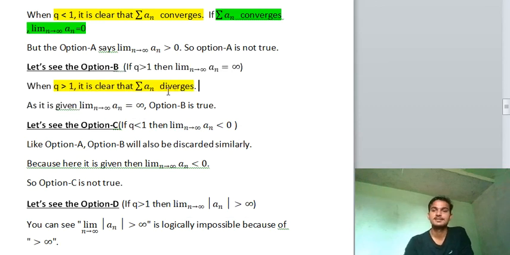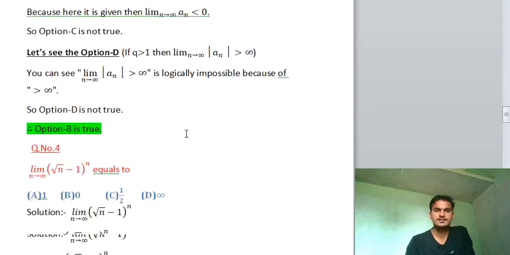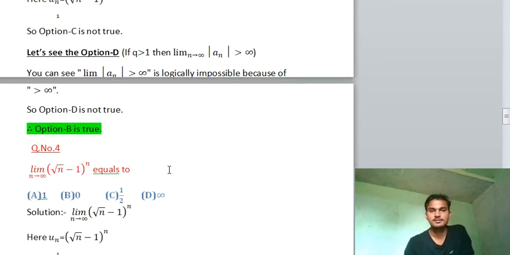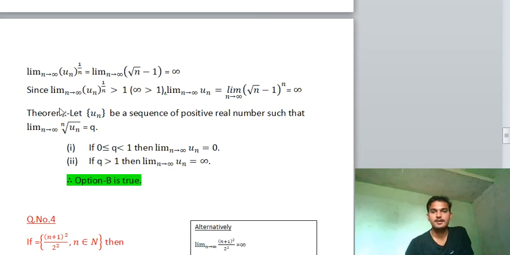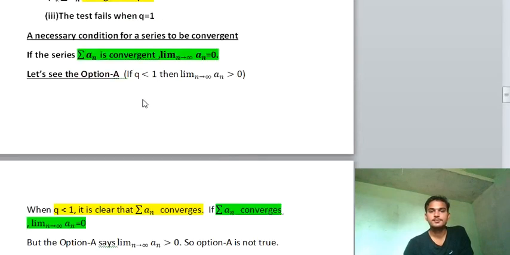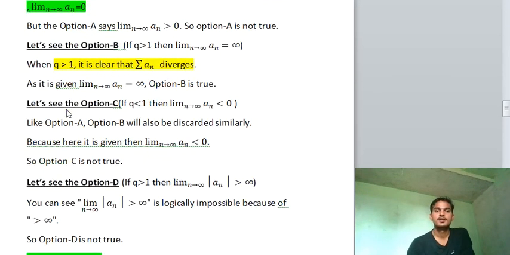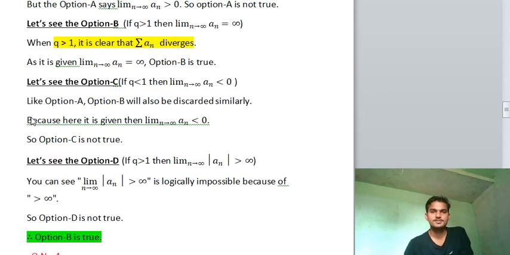You can use this theorem to know it. I have also mentioned this theorem in this document. I have taken the limit q, so we could know that option B is true. Then we will go to option C. Option C is not true, and option D is also not true.